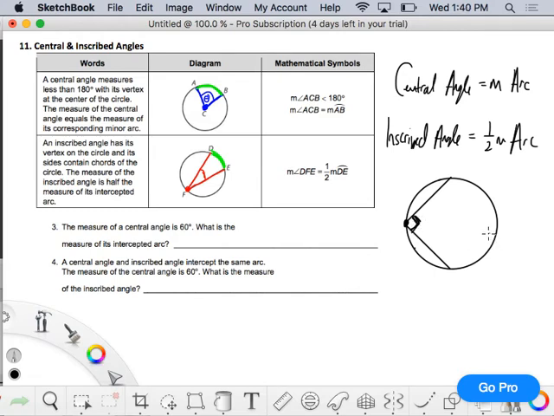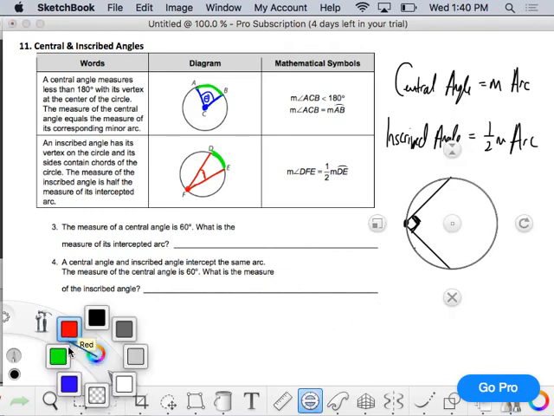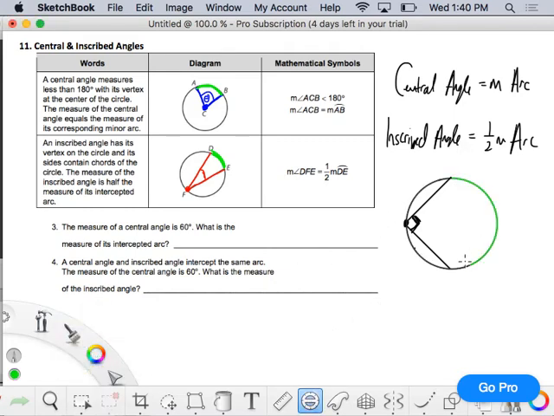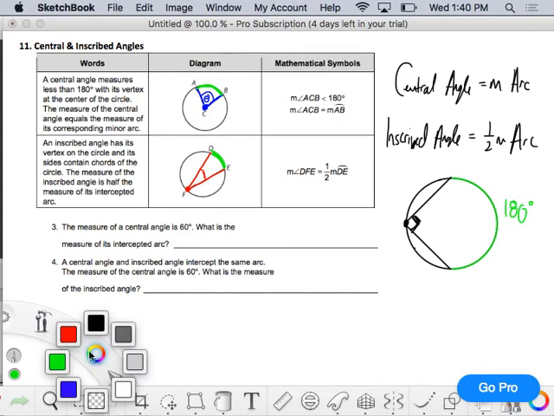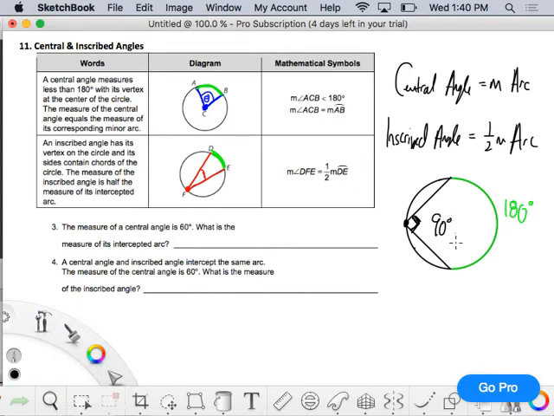You guys agree that that's a 90-degree angle? But wait a second. How much of the circle is in the arc that it intercepts? Is it a quarter? No. It's half, right? So that arc is 180 degrees, because it's half of 360. But the angle isn't 180. The angle is 90 degrees, you see? So the inscribed angle is half of the arc. Can you guys see that? Is that clear? A central angle is equal to the arc. An inscribed angle is 1/2 of the arc. Any questions about that?